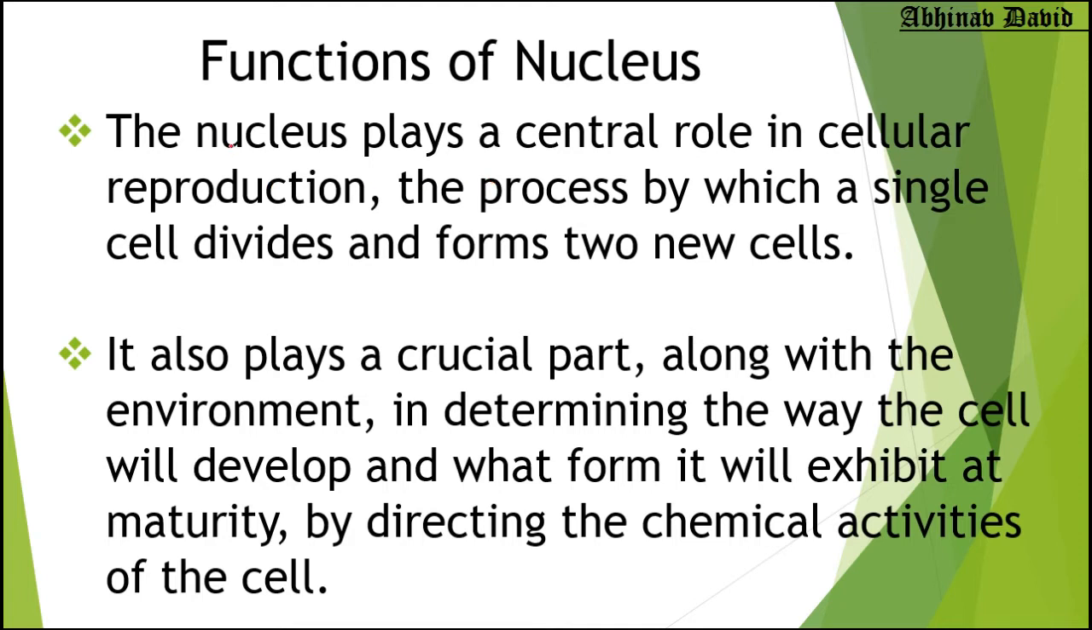According to your NCERT, there are only two functions given here. The first one is, the nucleus plays a central role in cellular reproduction, meaning it controls reproduction. I have already told you, whenever the cell is going to divide, the chromatin changes into chromosomes. Reproduction is a very important part of the cell, and it is controlled by the nucleus. Which part of the nucleus? Chromosomes, because the chromatin changes into chromosomes. So the nucleus controls cell division or reproduction, the process by which a single cell divides and forms two new cells. I have already explained this in the previous lesson.